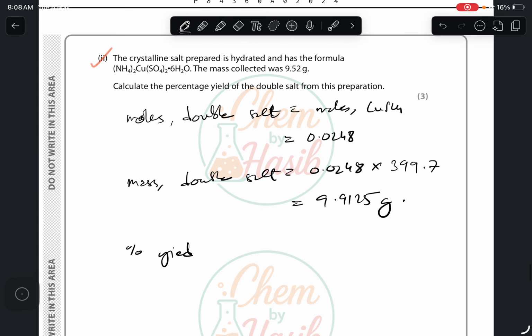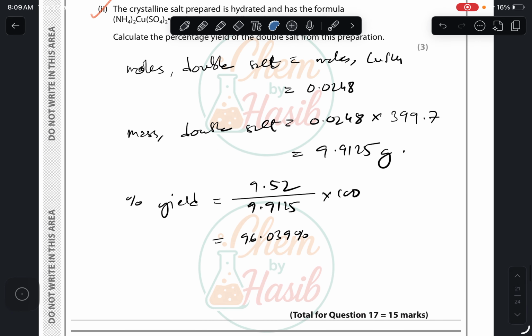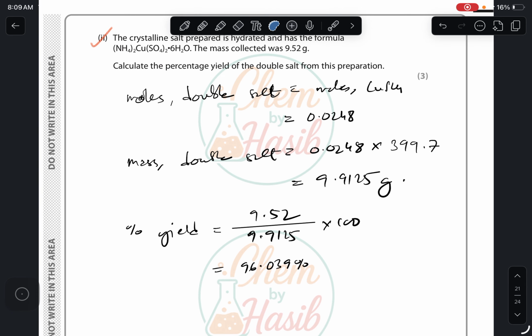So then you find the percentage yield. Percentage yield is actual yield divided by the theoretical yield. The actual yield was 9.52 grams. So 9.52 grams divided by 9.9125, multiplied by 100, will give you 96.039%. This would be your final answer. This is the percentage yield. All right, thank you.